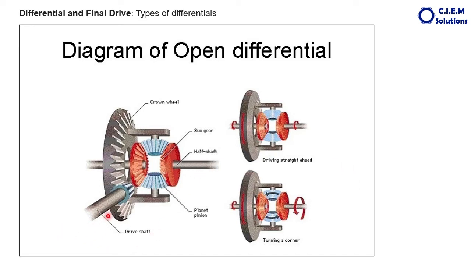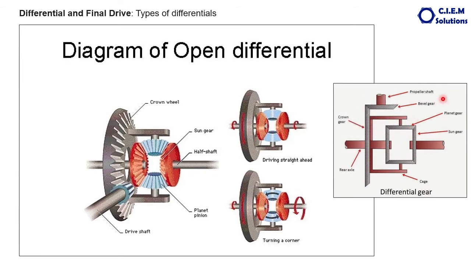The power comes from the transmission through this pinion. It drives the crown wheel, and then the power is distributed. As long as the vehicle is going in a straight direction, equal power is distributed to both axles, and both wheels rotate at the same speed. The vehicle travels in a straight direction. When you want to negotiate a turn, the inner wheel will get more torque and less speed, whereas the outer wheel will get more speed. That speed difference occurs due to the free movement of the planetary wheels on their own axis inside the differential case.